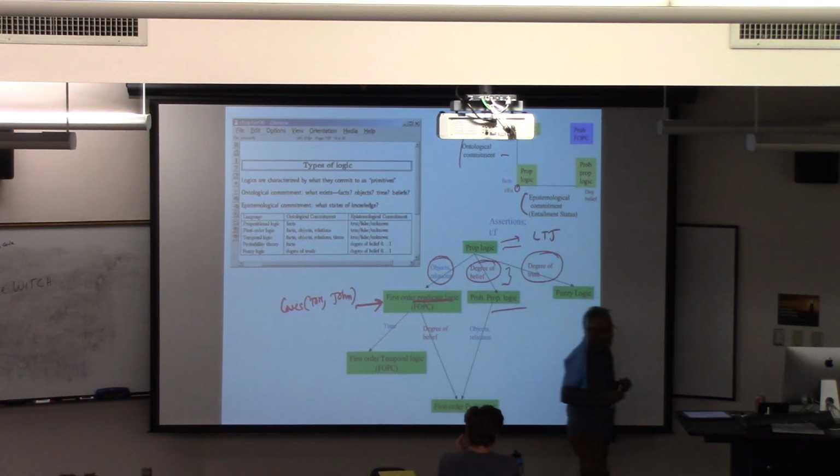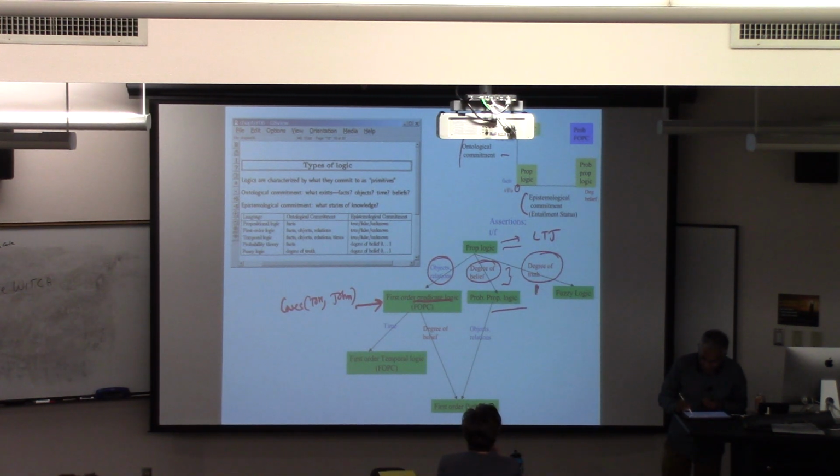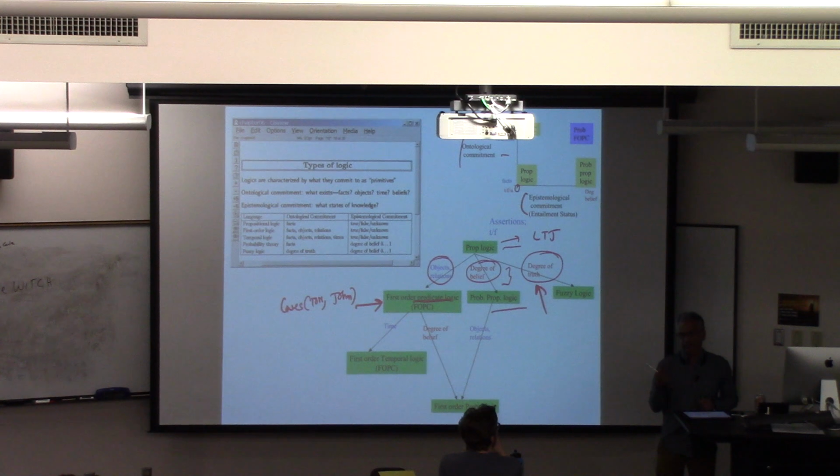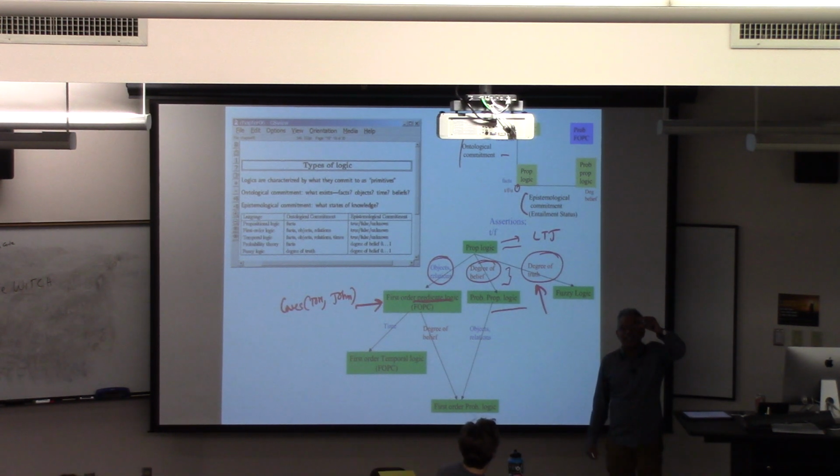Essentially, the commitment here is not about degree of belief, but degree of truth. That means a particular statement... When I say 4 by 7 probability, that means in 4 worlds it's likely to be true, in the other 3 worlds it's likely to be false. Fuzzy logic says in a given world, this statement is 0.7 true. In a single given world, the statement is 0.7 true, which is a different kind of commitment.